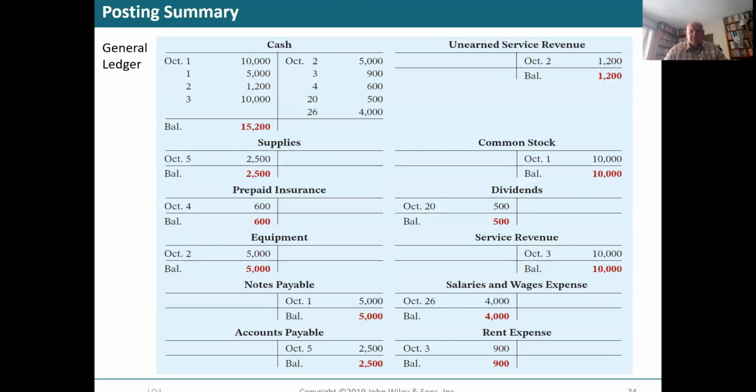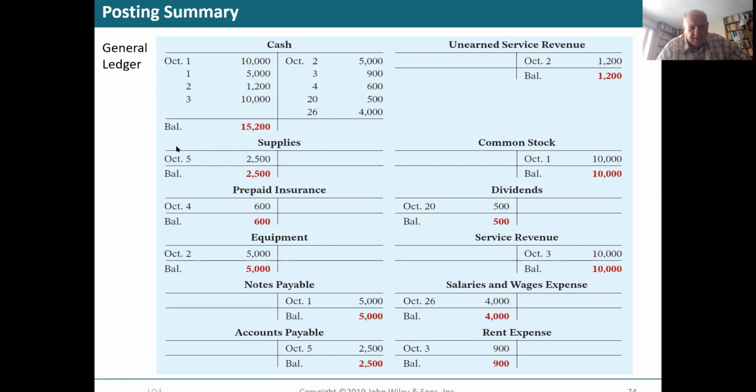Here we go. Now look at our general ledger. Doesn't that look cool? The balance of cash at the end of the period was 15,200. How did we get that balance? Well, we simply add all the debits, add all the credits, and subtract the difference.